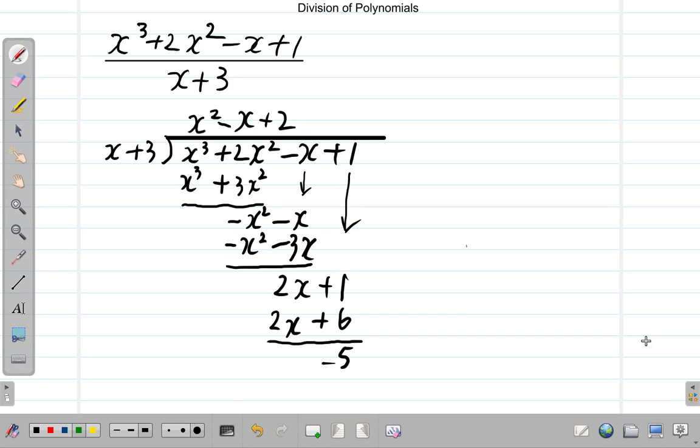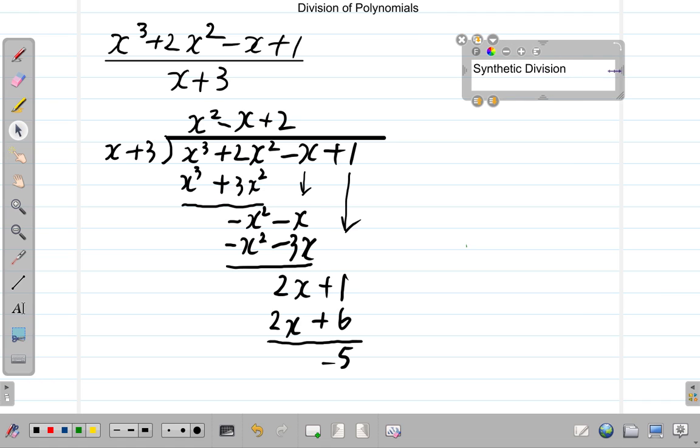We carried out this long division of these two polynomials in an earlier video. Now, what we want to do is look at synthetic division. So that is synthetic division of these two polynomials. Synthetic division.